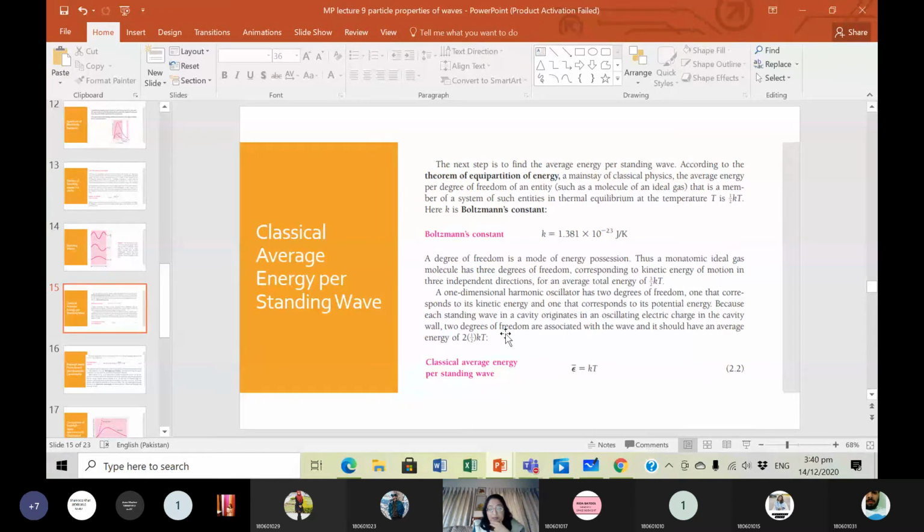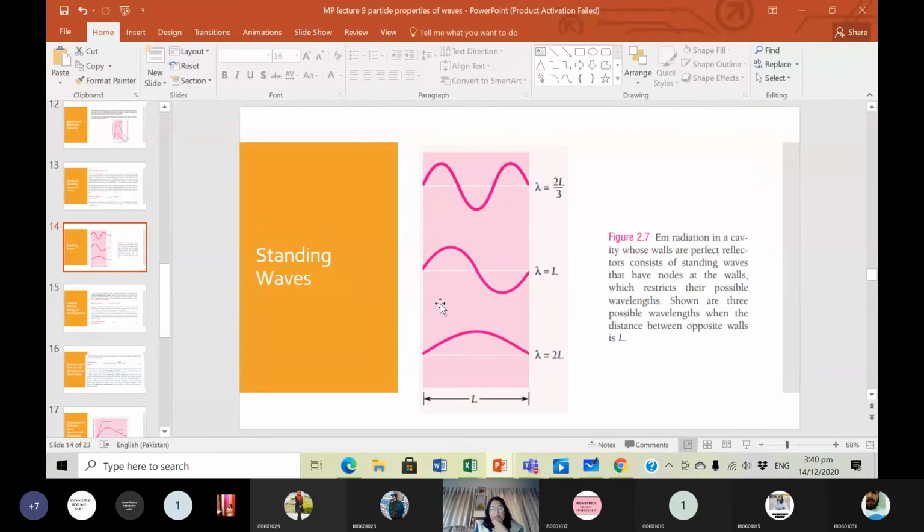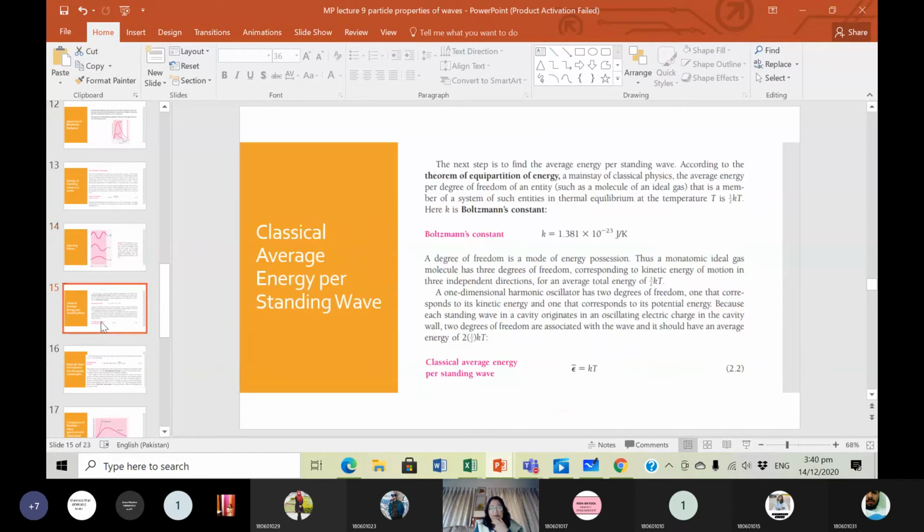Basically, we're talking about the standing waves in a cavity that we just mentioned over here, that the black body radiation can be assumed to be like standing waves. So standing waves in a cavity, we have oscillating electric charge in the cavity wall. So 2 degrees of freedom are associated with the wave.